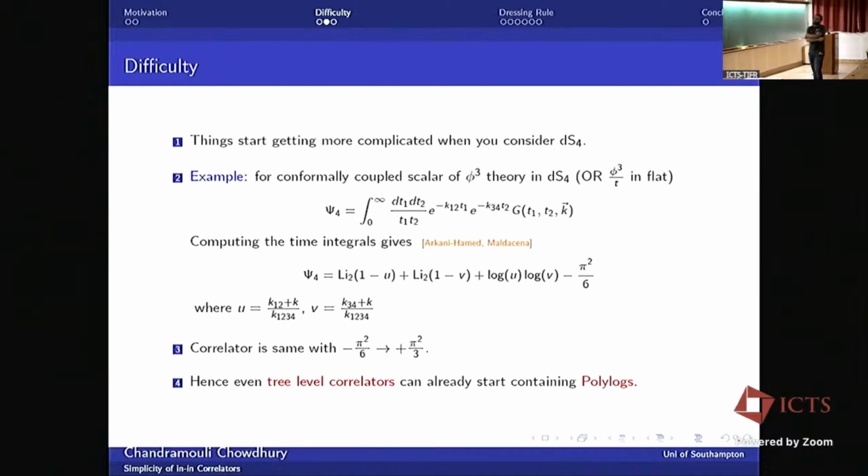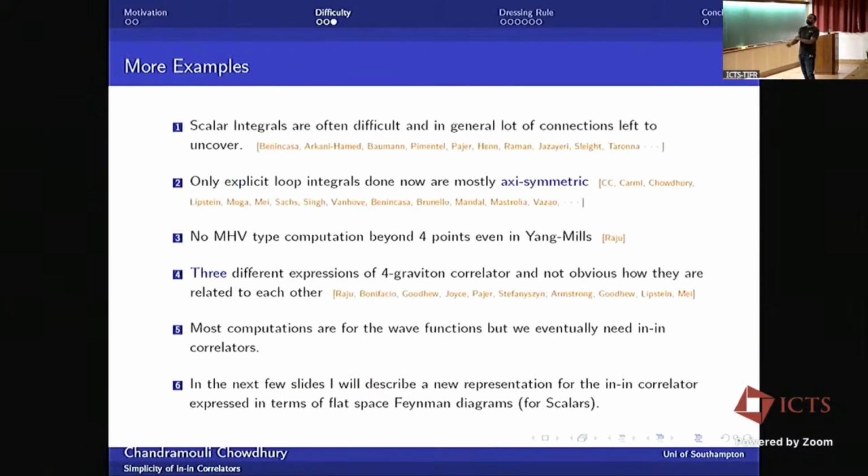From here, you notice that even in tree-level correlators, you already start seeing polylogs, which, as you know, for the S-matrix, that's not true. So this should tell you that it's more difficult. Good. So as we already saw, these scalar integrals can often be very difficult. And it's much worse in loops. In fact, we only have very few loop integrals, which are done only in some axisymmetric cases. And for spinning cases, it's even worse.